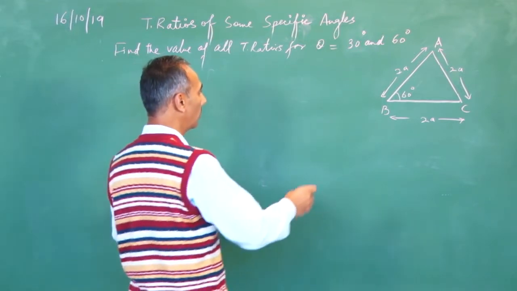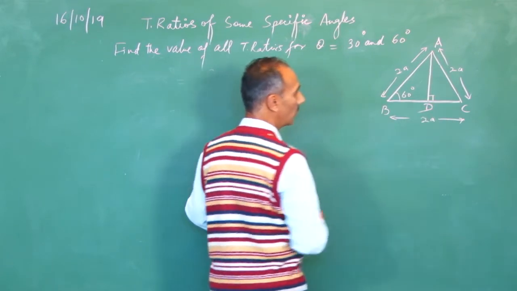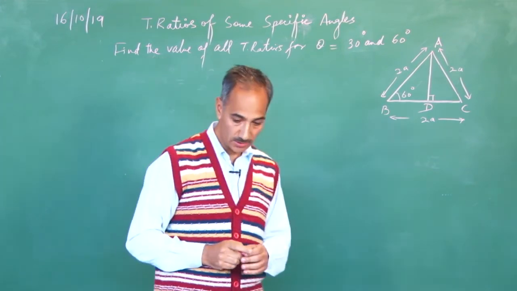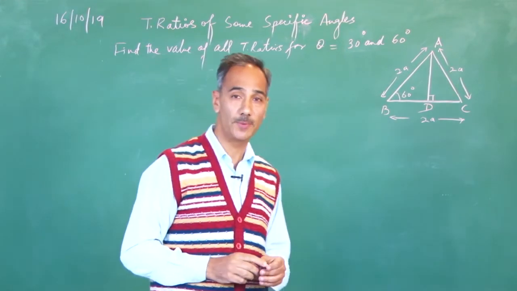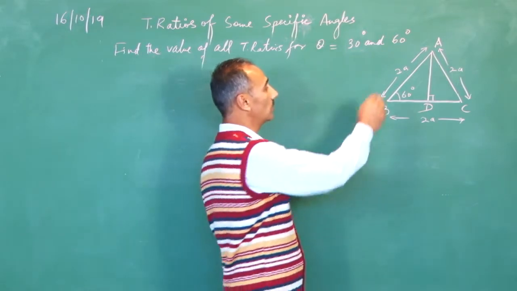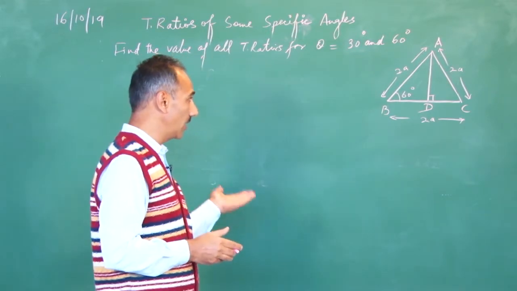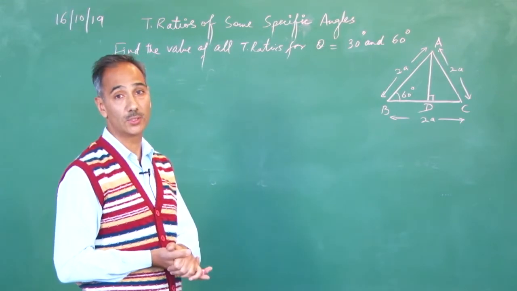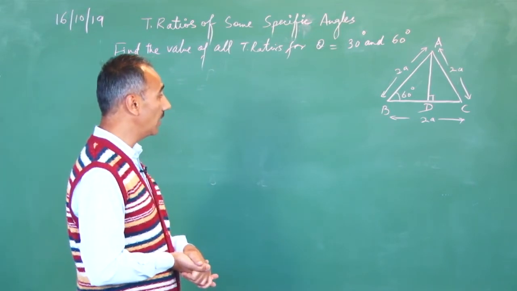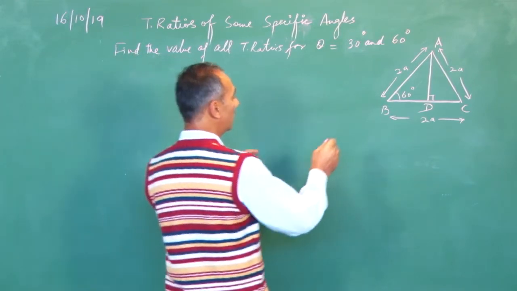We'll drop a perpendicular. Let me drop a perpendicular from A. This is AD. So we have a right angle triangle ADB. Now there's a common result as far as an equilateral triangle is concerned. Perpendicular bisects the base. I hope you remember this, because ADB and ADC are both congruent triangles by RHS. So that means BD has to be equal to DC. BD plus DC is 2A. That means BD is A.